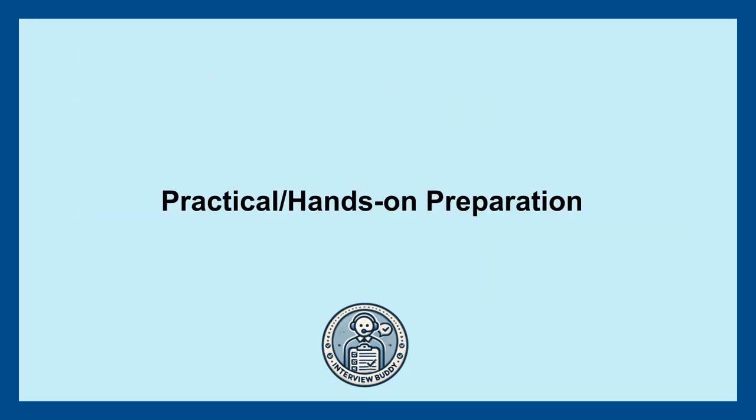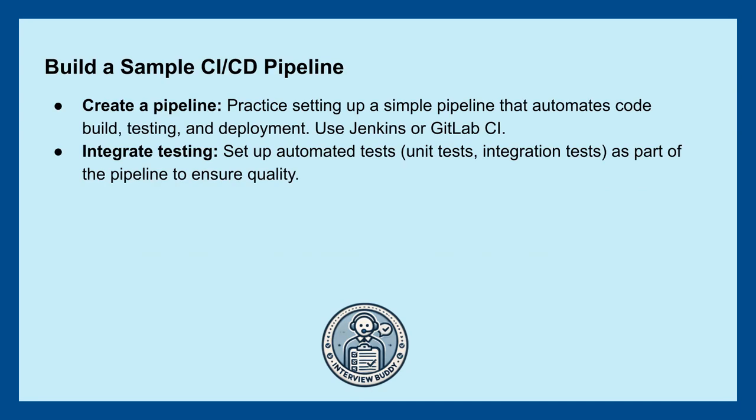Practical, hands-on preparation. Practice setting up a simple pipeline that automates code build, testing, and deployment. Use Jenkins or GitLab CI. Set up automated tests as part of the pipeline to ensure quality.